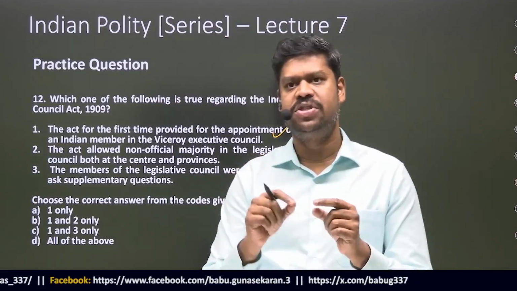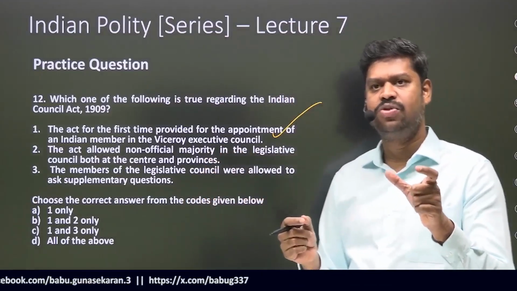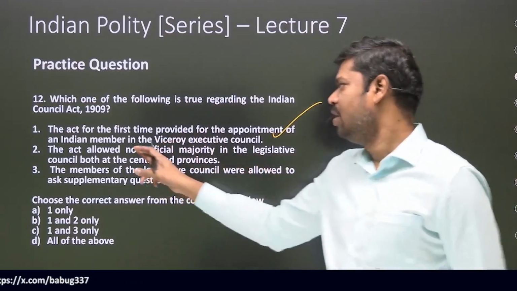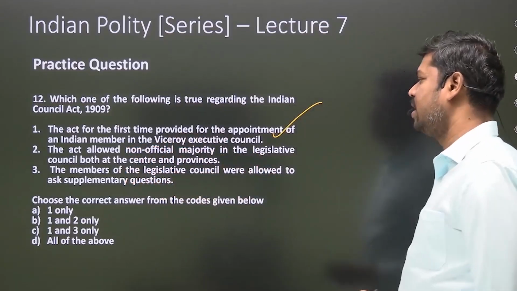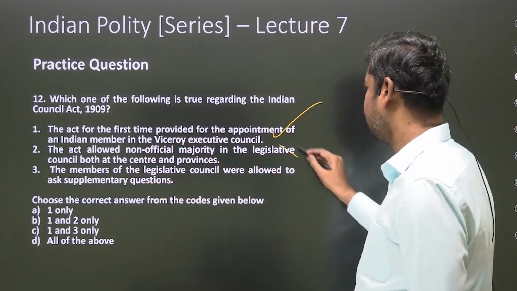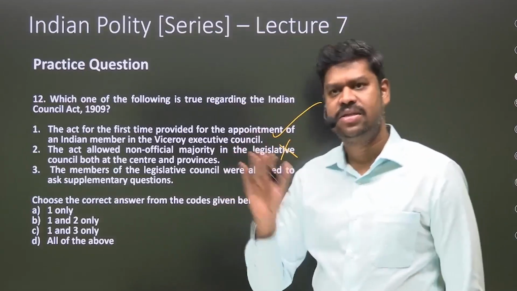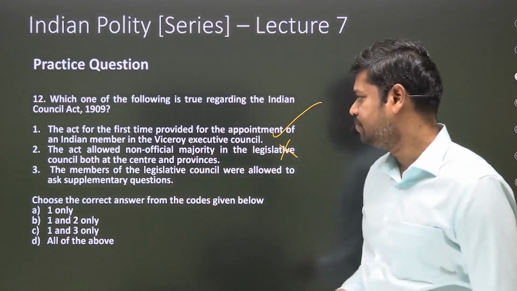And who is an official and a non-official member? I also explained this. An official member is someone who is part of the government, and non-official is someone who is outside the government. So the Act allowed the non-official majority in the legislative councils at the center and the state. So this is definitely wrong. In the center there was still an official majority. Only in the provinces there was a non-official majority.